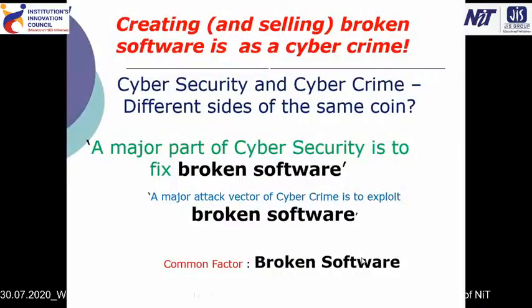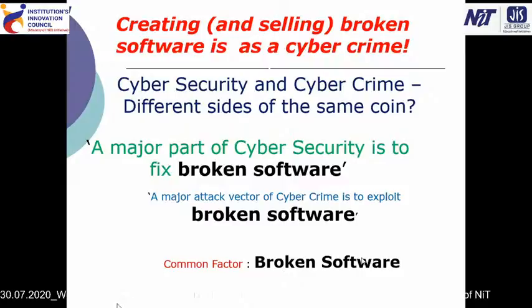This is the creating and selling of broken software, which is a cybercrime. Cyber security and cybercrime are different sides of the same coin. A major part of cyber security is to fix broken software. A major attack vector of cybercrime is to exploit broken software. The common factor is broken software.